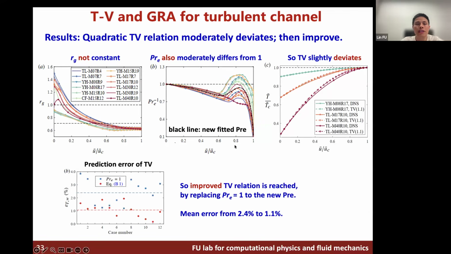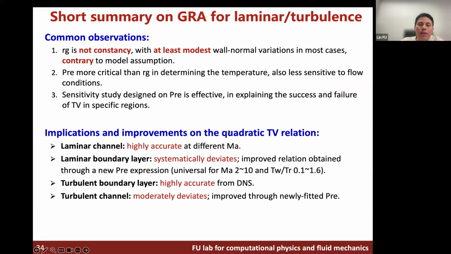Okay, so which means we get some conclusions. For laminar channel flow, this TV relationship is highly accurate. For laminar boundary layer flow, it systematically deviates. However, we can improve the prediction with a new Pr_e expression parameterization. For turbulent boundary layer, it's highly accurate. For turbulent channel flow, it moderately deviates, but we can also improve by fitting a new Pr_e expression.